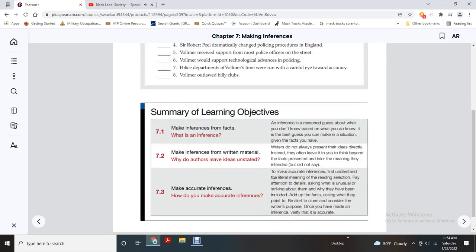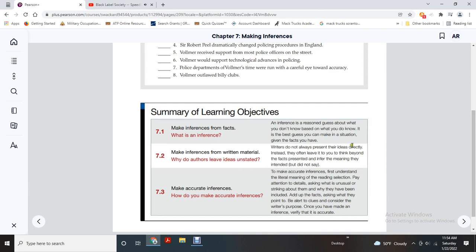Summary of learning objectives. Make inferences from facts. What is an inference? An inference is a reasoned guess about what you don't know based on what you do know. It is the best guess you may make about a situation given the facts you have. Make inferences from written material. Why do authors leave ideas understated?